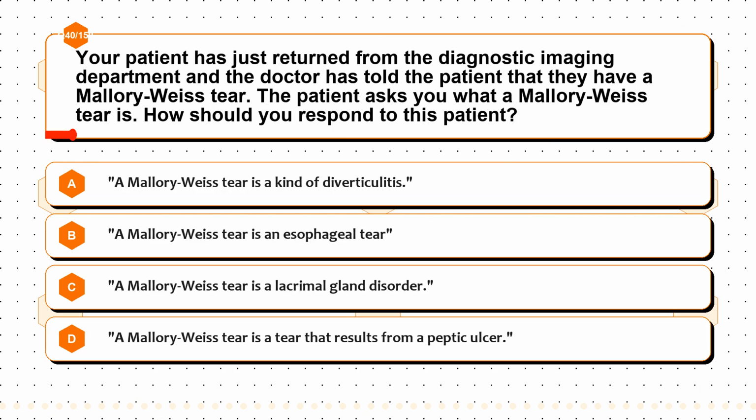Question 40. Your patient has just returned from the diagnostic imaging department and the doctor has told the patient that they have a Mallory-Weiss tear. The patient asks you what a Mallory-Weiss tear is. How should you respond to this patient? Here are the options. Option A. A Mallory-Weiss tear is a kind of diverticulitis. Option B. A Mallory-Weiss tear is an esophageal tear. Option C. A Mallory-Weiss tear is a lacrimal gland disorder. Option D. A Mallory-Weiss tear is a tear that results from a peptic ulcer.